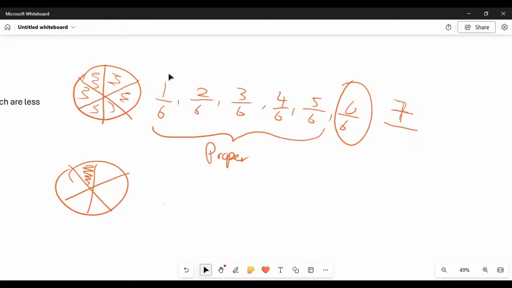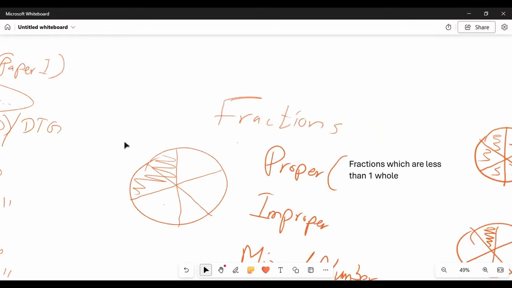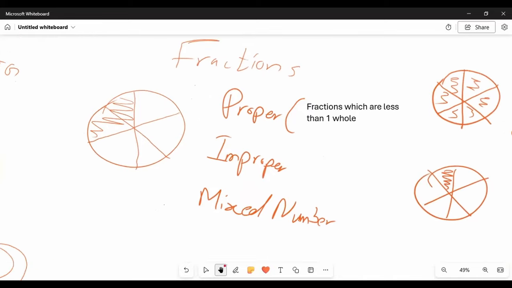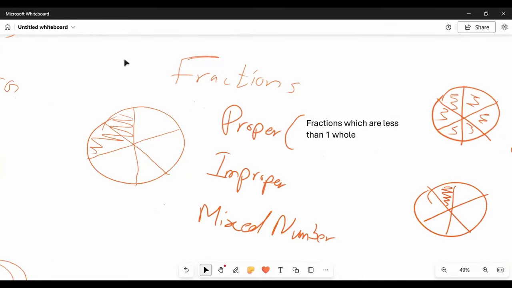Can you all remember, at the beginning when I was discussing fractions, I told you a statement. What is a fraction? Representing something out of a whole. What is the meaning of a whole? A whole means one whole.